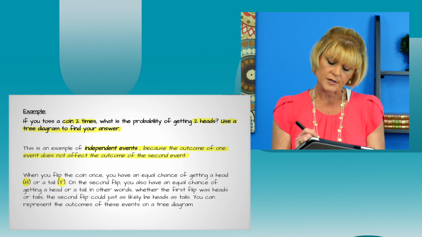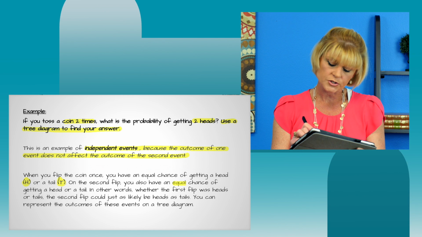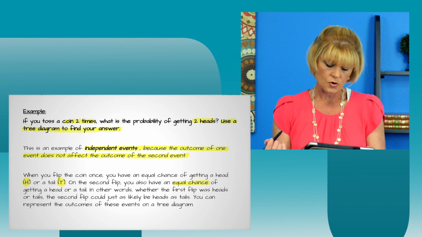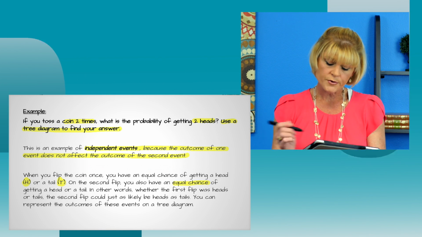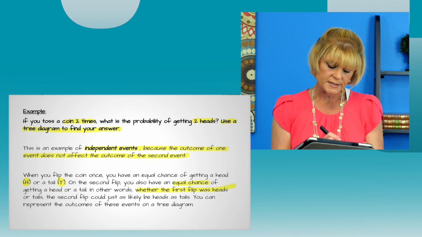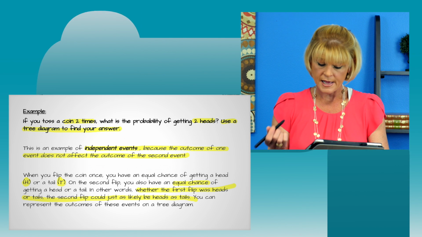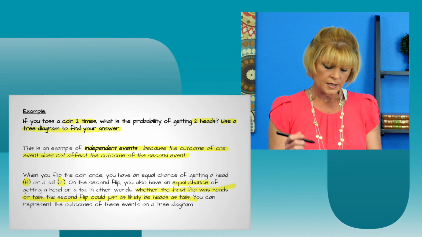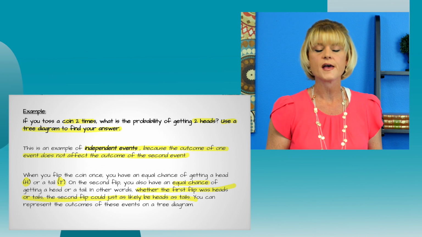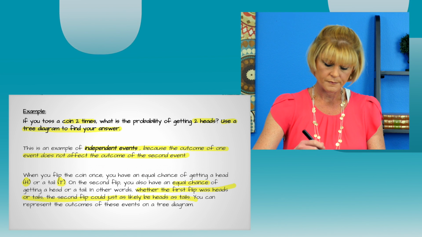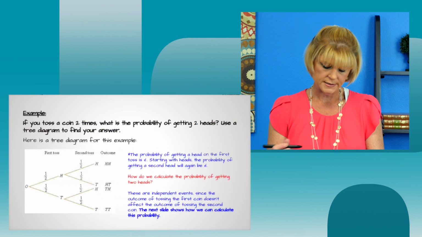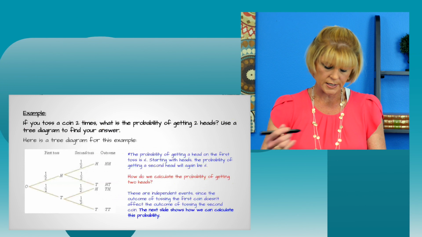Now on the second flip, you also have an equal chance of getting a head or a tail. So in other words, whether the first flip was heads or tails, the second flip could just as likely be heads as it could be tails. Now you can represent the outcomes of these events on a tree diagram. That's what the question asks us to do. So let's take a look at it.